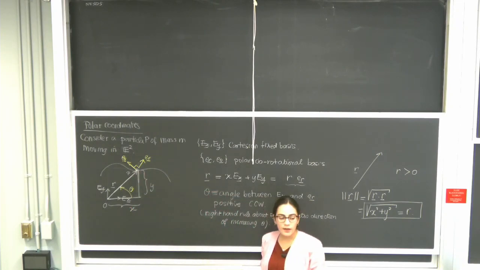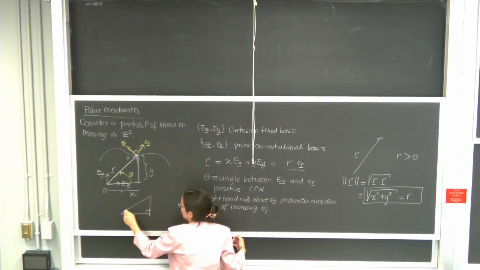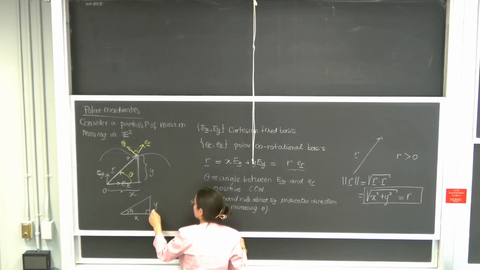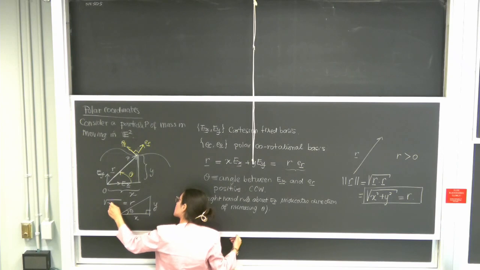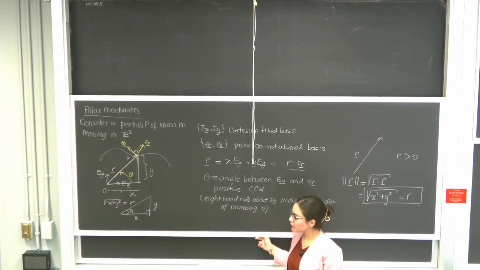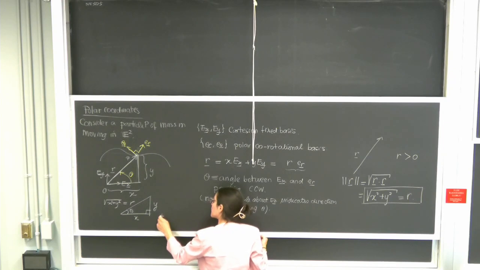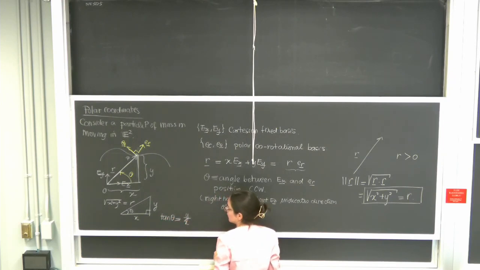So how can I write theta in terms of x and y? If I have a right triangle, angle theta, length x, length y. This has length r, which is the hypotenuse, which is the square root of x squared plus y squared. So how can I write theta in terms of x and y? Right. Tangent of angle theta is y over x.